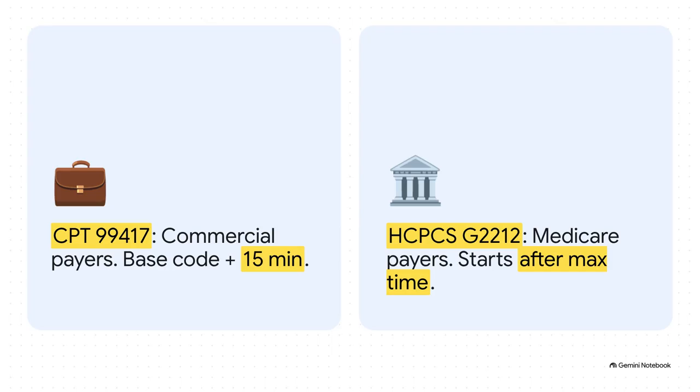The clock for G2212 only starts ticking after you have exceeded the absolute maximum time of the base code range. So for a 99215, you have to hit 54 minutes before that clock starts. Mixing these up is an instant denial for sure, so keep this distinction locked in your memory.